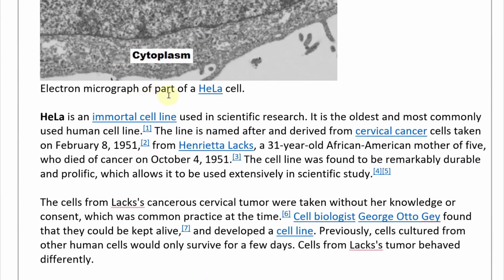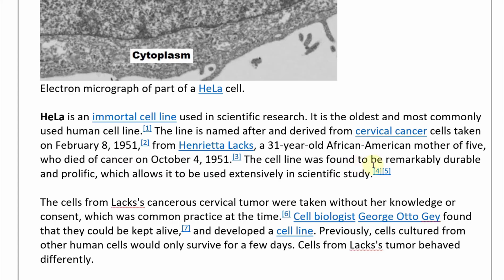So electron micrograph of a HeLa cell. And a HeLa cell is an immortal cell line used in scientific research. It is the oldest and most commonly used human cell line. The line is named after and derived from cervical cancer cells taken on February 8th, 1951 from Henrietta Lacks, a 31-year-old African-American mother of 5 who died of cancer on October 4th, 1951.